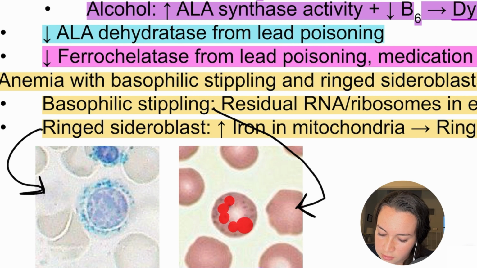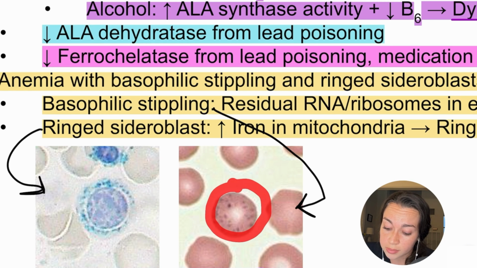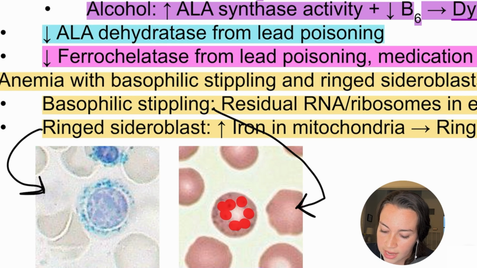So here's the basophilic stippling in a mature erythrocyte. Remember, in the ringed sideroblast, this was an immature erythroid precursor, right? It still had the nucleus, and we were seeing the iron deposit around the outside. Here, this is a mature red blood cell, but it still has RNA and ribosomes and stuff in it, which it shouldn't. That's a feature of sideroblastic anemia. All right, so let's wrap this up.